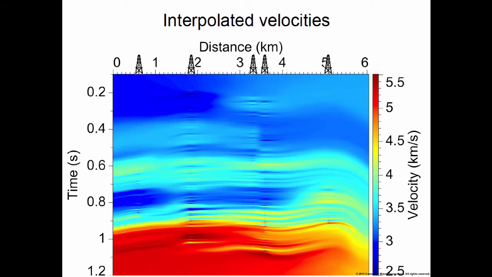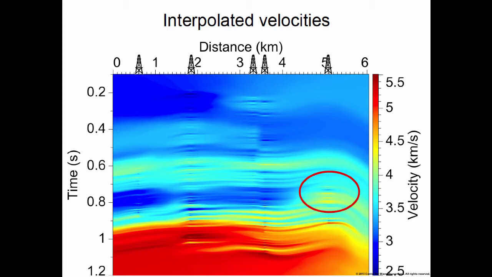So notice that on the left side of the image, we've got pretty good consistency. The features in velocity are fairly laterally consistent. But then when we get over to the right side of the image, if you look at about 0.8 seconds where I've highlighted, we've got a big discontinuity here. And we're going from about 3 kilometers per second to around 4.25 kilometers per second. And that's a really big jump.